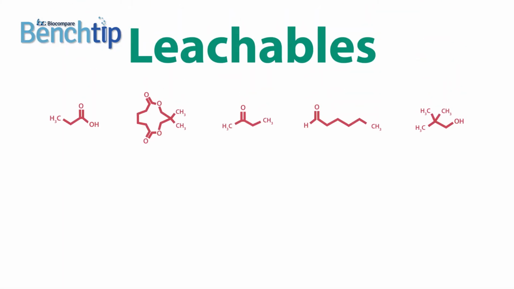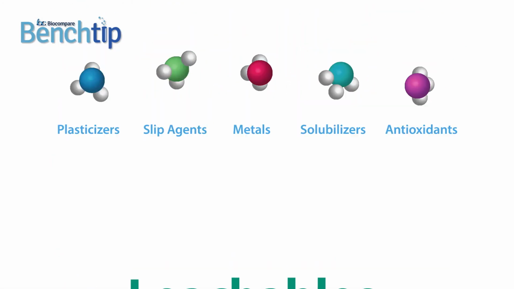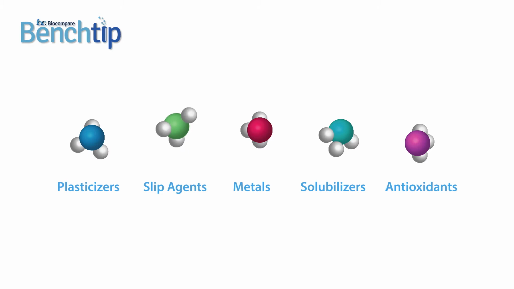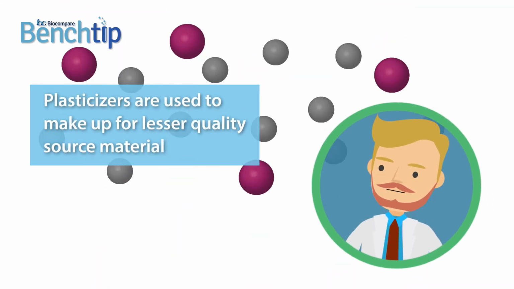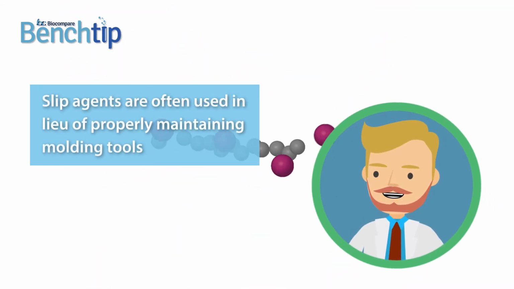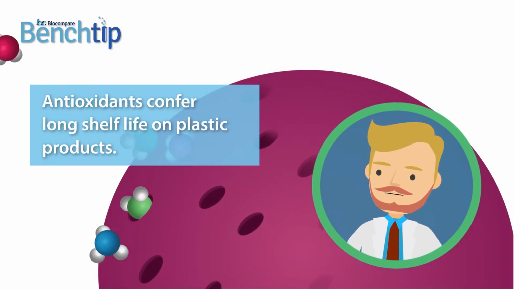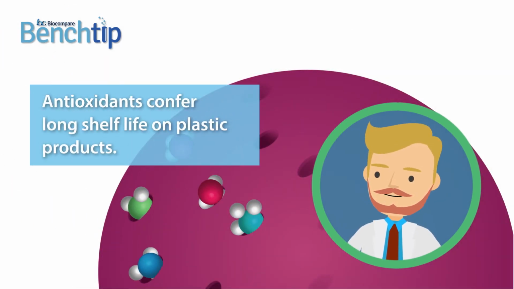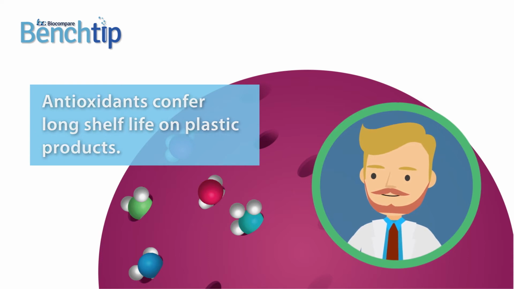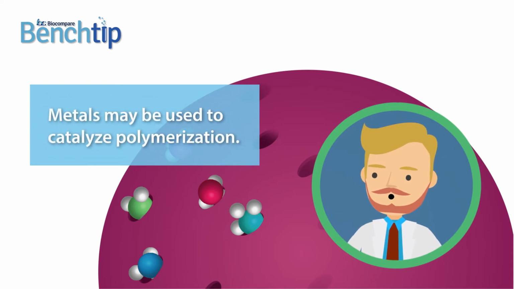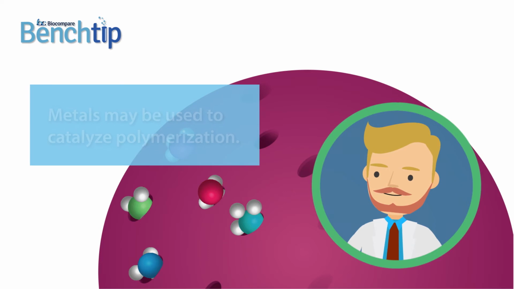The main sources of leachables in laboratory-grade plastics are plasticizers, slip agents, metals, solubilizers, and antioxidants. Plasticizers reduce brittleness in polymers. Slip agents make plastics easier to remove from molds, and antioxidants confer long shelf life on plastic products by slowing polymer breakdown. Metals may be used to catalyze polymerization.